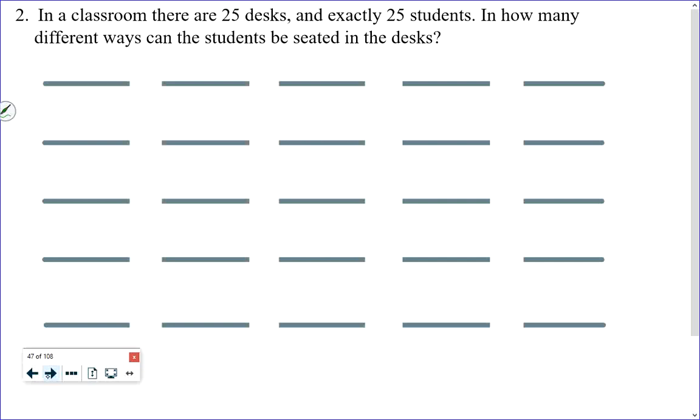And I want to pause here for a second and tell you that the number of different ways the students can be seated is also the number of different ways that I could put their names in a list. I could number these desks by saying desk 1, desk 2, desk 3, and I could start putting their names in a list. The question is, how many different ways can I arrange 25 items? So how do we approach this?